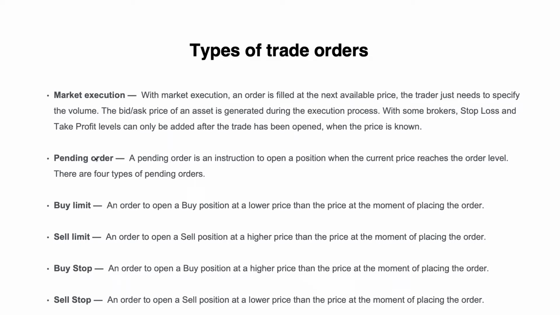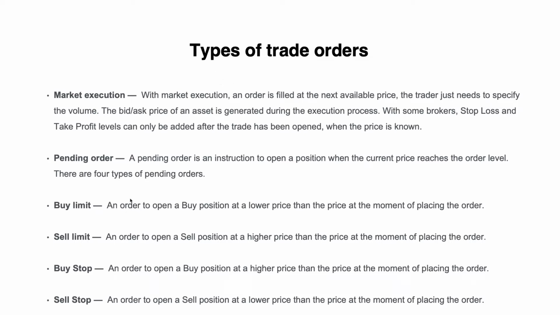Then we have the second type, which is a pending order. A pending order is an instruction to open a position when the current price reaches the order level. There are four types of pending orders that I mentioned in here, but in the VIP Forex Signals, we're only going to use limit orders, so buy and sell limits. I just put the buy and sell stop to make a recap and show you all the types of trade orders.